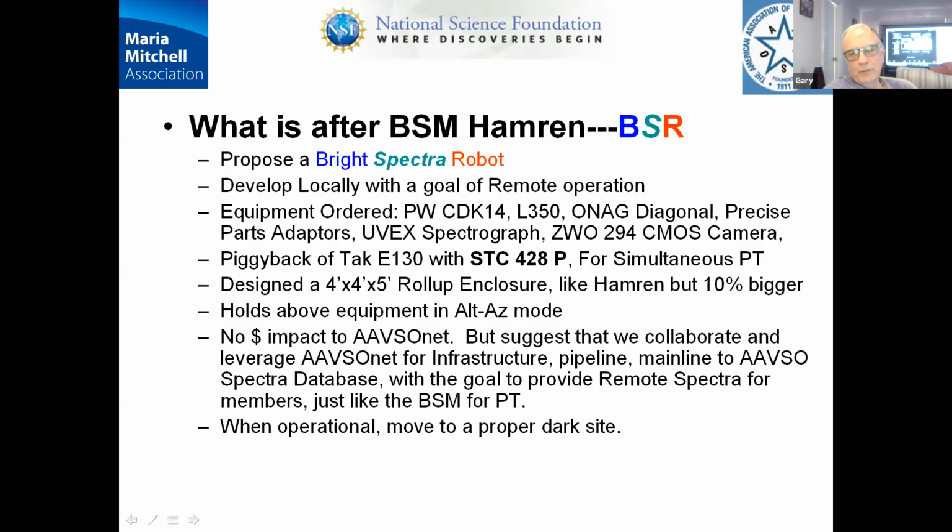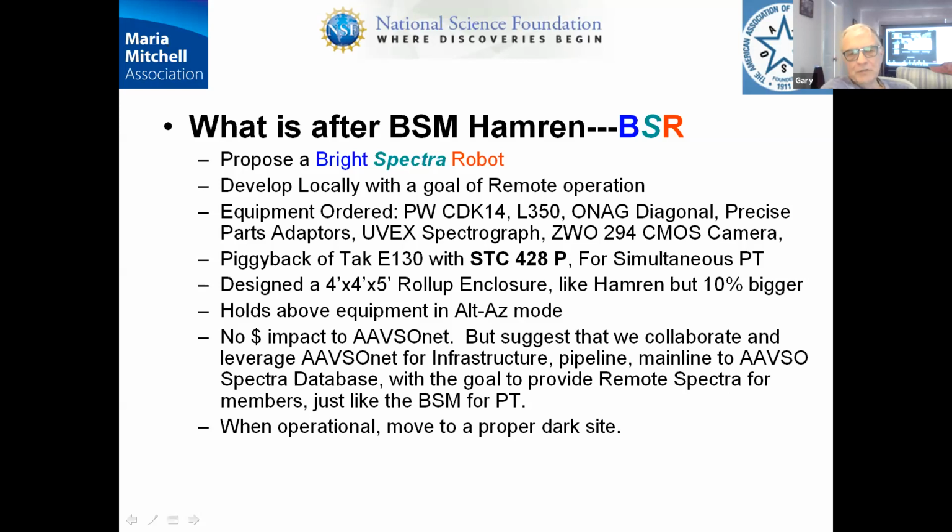It'll hold all the equipment in alt-azimuth mode, so you can get a 14-inch in spectroscopy operating that way. There's no impact to AAVSOnet dollar-wise, but I will be looking for help collaborating and leveraging the AAVSOnet infrastructure pipeline and so forth, and make it compatible with the AAVSO spectral database. And the goal is to provide remote spectra for members, just like BSM does for photometry.